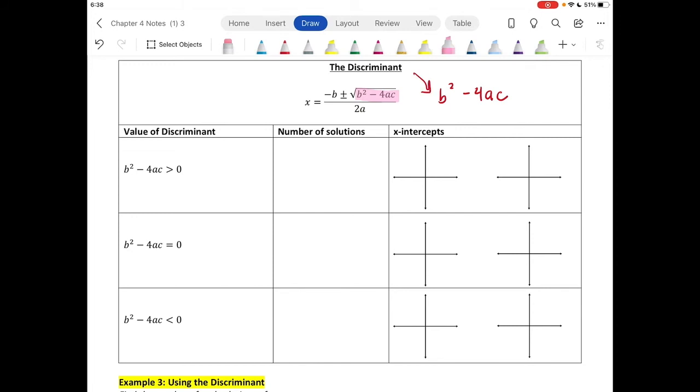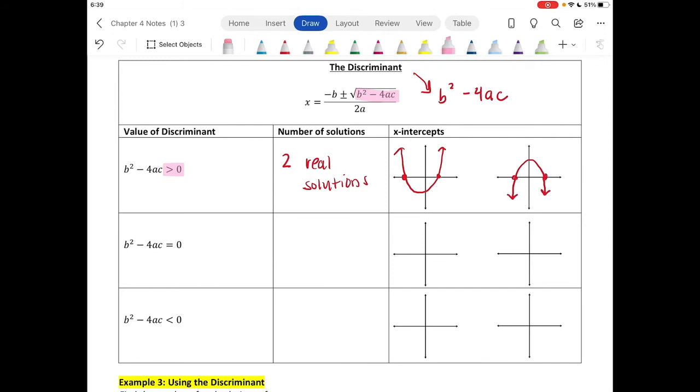When we plug the values into the discriminant, if the solution we get is greater than 0, then that's going to tell us that we have two real solutions. In terms of x-intercepts, that's going to mean that we cross the x-axis 2 times. With a graph like this, or we could have a graph that goes down and crosses 2 times here.